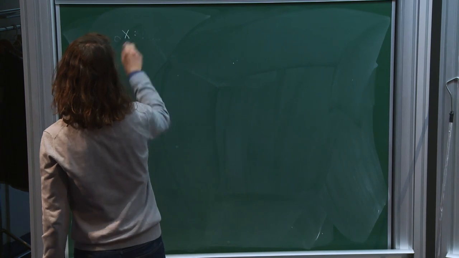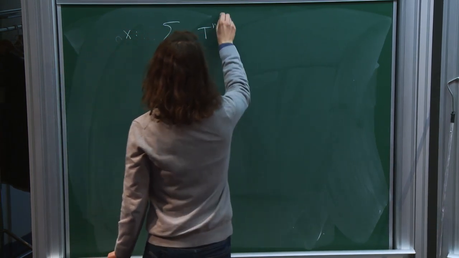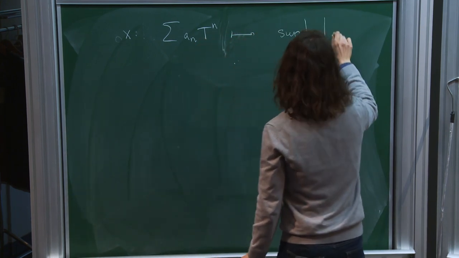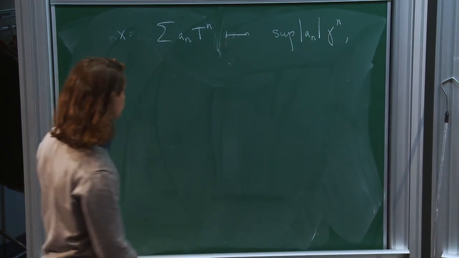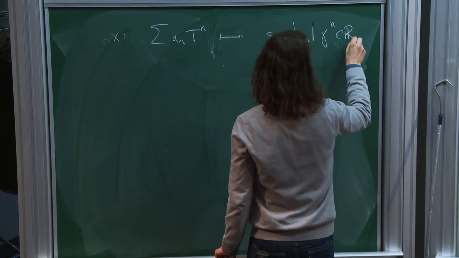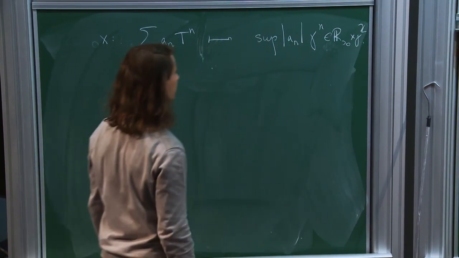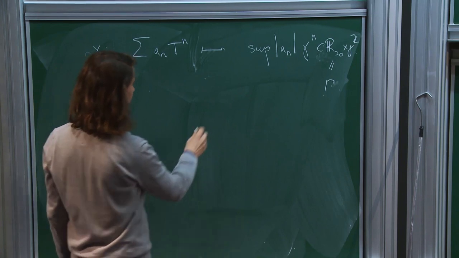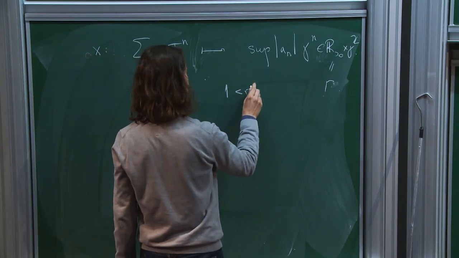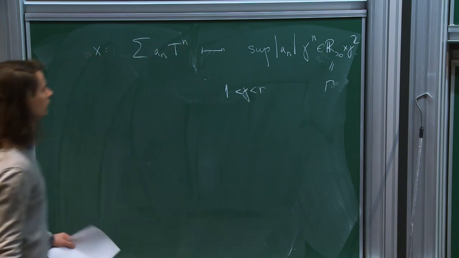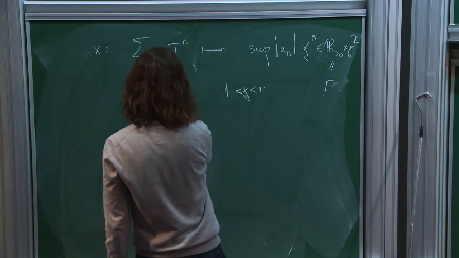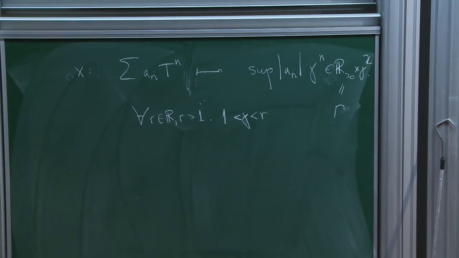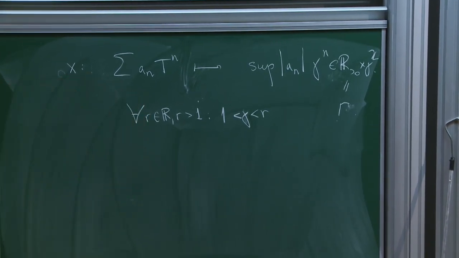So x is given by sending a sum a_n t^n to the supremum of the absolute values of a_n times gamma^n, where gamma is an element of the positive reals times gamma^Z, which makes this a totally ordered abelian group by asking that this gamma is infinitesimally larger than 1. So if I have any real number which is bigger than 1, then it's already bigger than this gamma.